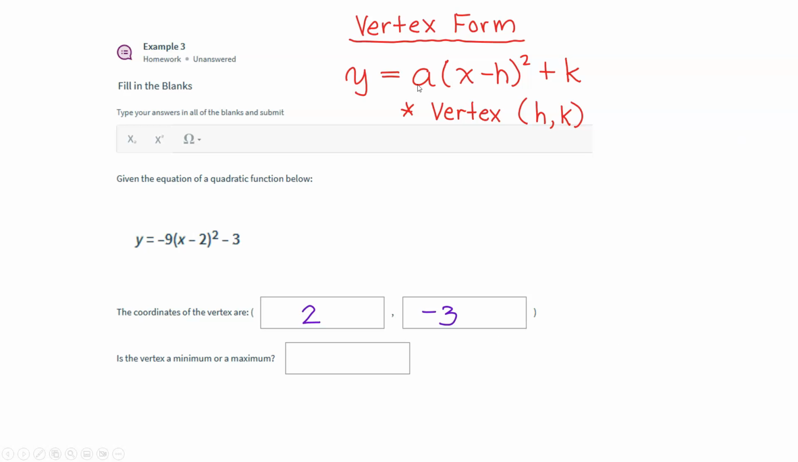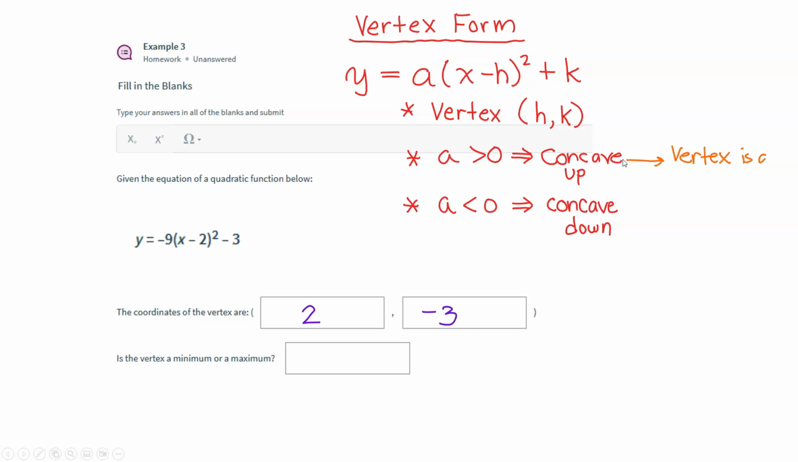The a value tells you about whether it's concave up or concave down, and therefore whether it has a minimum or a maximum. If this value on the outside of the parenthesis is positive or greater than 0, it's going to be concave up. If it's less than 0, it's going to be concave down. Any parabola that's concave up is going to have a minimum at the vertex. Anything that's concave down is going to have a maximum at the vertex.